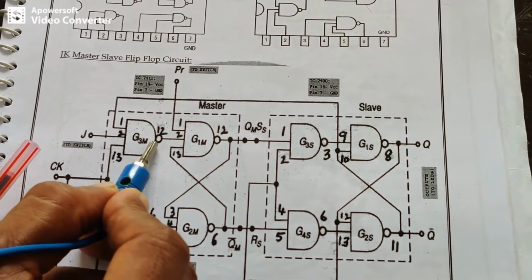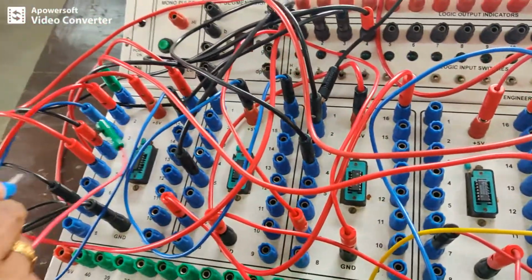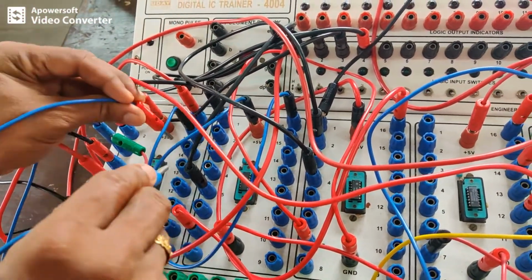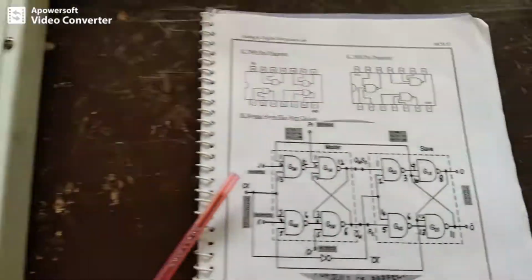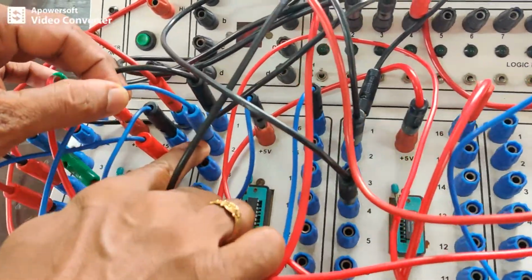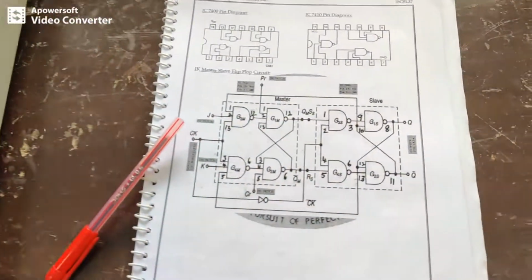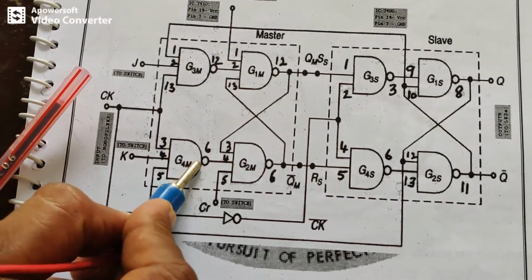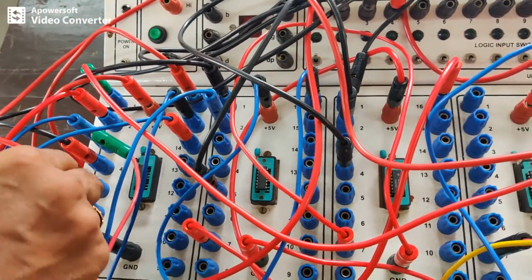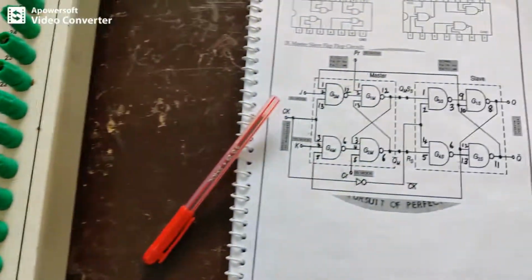Pin number 12 of the first IC goes to pin number 2 of the second IC. Pin number 12, so 7, 8, 9, 10, 11, 12, goes to pin number 2 of the second IC. Similarly, pin number 6 of the first IC goes to pin number 4 of the second IC.